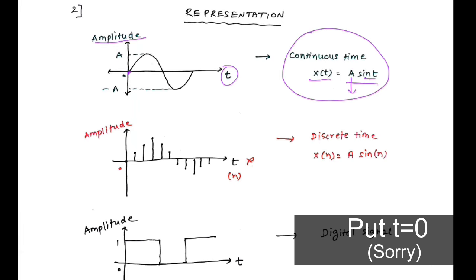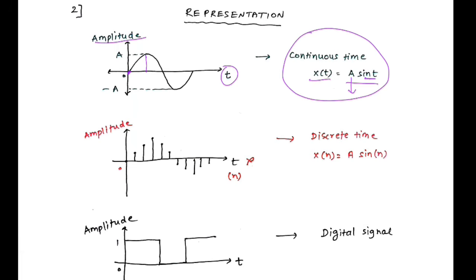Sin 0 is 0, then I will say the angle is pi by 2. So sin pi by 2 is 1, but our amplitude here is A, so we will get A here. Then similarly sin of pi is 0. Then we have sin 3 pi by 2 and then sin 2 pi. At 3 pi by 2, our amplitude is negative. So this is the representation of a continuous time signal, and the function was x of t, a sinusoidal function with amplitude A.